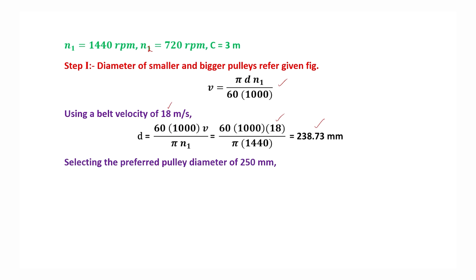Now selecting the preferred pulley diameter of 250. This preferred pulley diameter is selected from the manufacturer's table, where a list of preferred pulley dimensions is given. Now if we select 250, then the diameter of the bigger pulley will equal the velocity ratio multiplied by the diameter of the smaller pulley.